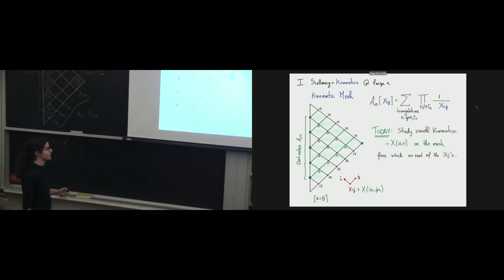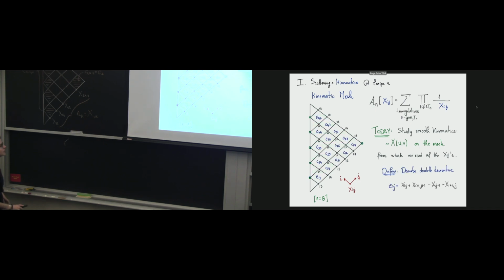Okay. So the question that we want to ask, this is now the notion of smooth kinematics that Nima was mentioning a second ago, is what happens to the amplitude when we let a smooth function, x of u and v, live on the mesh from which we read off these kinematics x_ij. So in the large n limit, we're just discretizing this mesh finer and finer. Okay, so that's the question.